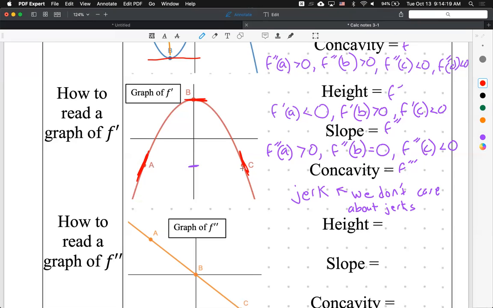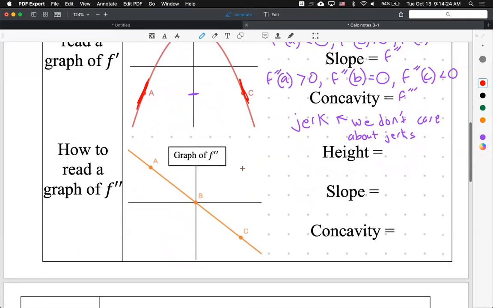And again, we don't care about jerks. That's a graph of F prime. Let's try a graph of F double prime. All right, what are heights going to be on a graph of F double prime, Andrea? F double prime. Heights always match whatever the graph's name is. So F double prime. So I'll ask the same questions that I asked before. Let's actually get through all these first. Slope, therefore, Teflon, is going to be F triple prime, which is called jerk, which we don't care about. And Chris, concavity is going to be, yeah, fourth derivative, F quadruple prime.